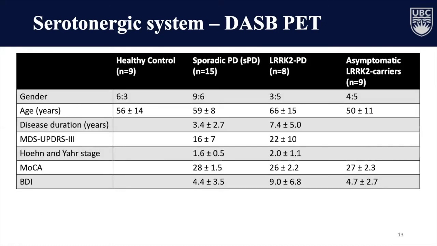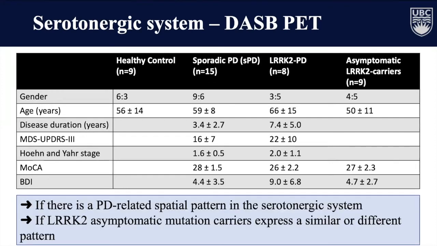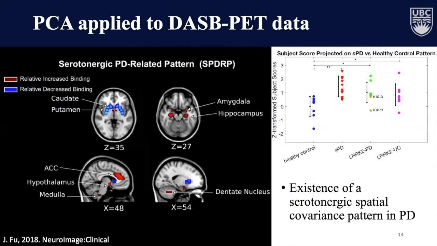So we applied PCA to the DASB data in 4 different subject groups: healthy controls, sporadic Parkinson's, Parkinson's patients with LRRK2 mutation, and asymptomatic LRRK2 mutation carriers. And we want to see if there is a Parkinson's disease-related spatial pattern in the serotonergic system, and if the LRRK2 asymptomatic mutation carriers express a similar or different pattern. So jump to results. So this is the serotonergic.